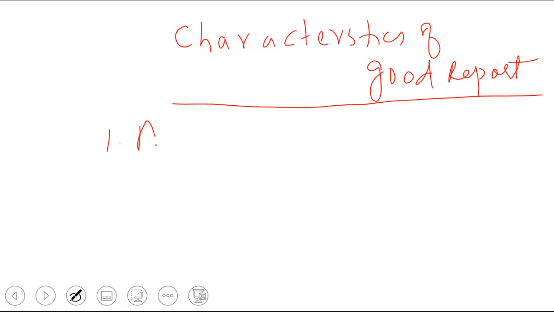Yes. First point is accuracy. Your report should be perfect. When the report will be perfect, first is accuracy. What do you mean by accuracy? Correctness. What is the purpose of your research? What is your research? What is your end result?